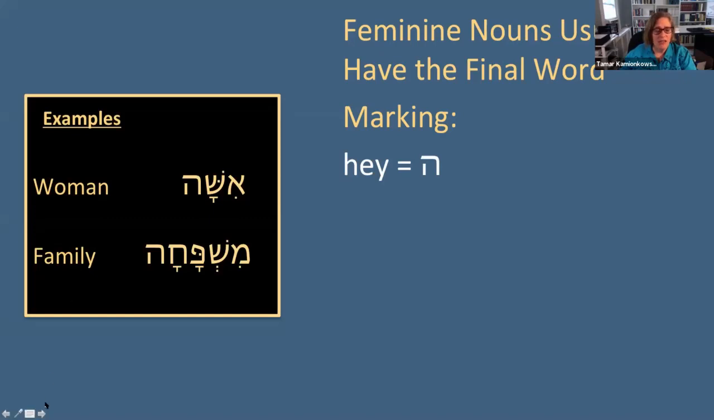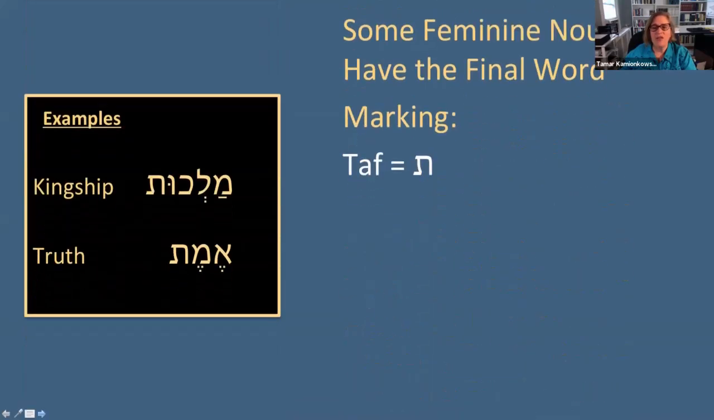In addition, you have a few cases where feminine nouns end with the Hebrew letter taf. And so malchut, that I think we actually referred to in our very first session together, anything that ends with the taf ut, kingship, is marked grammatically as feminine. Or the word for truth, emet, ends with the taf, and truth is a feminine.